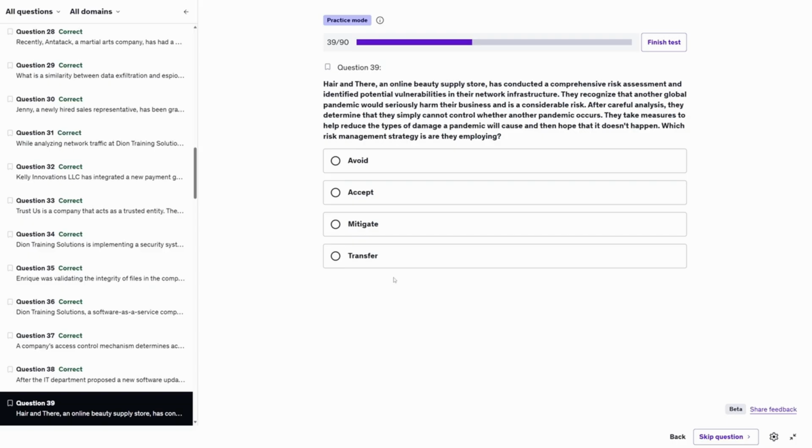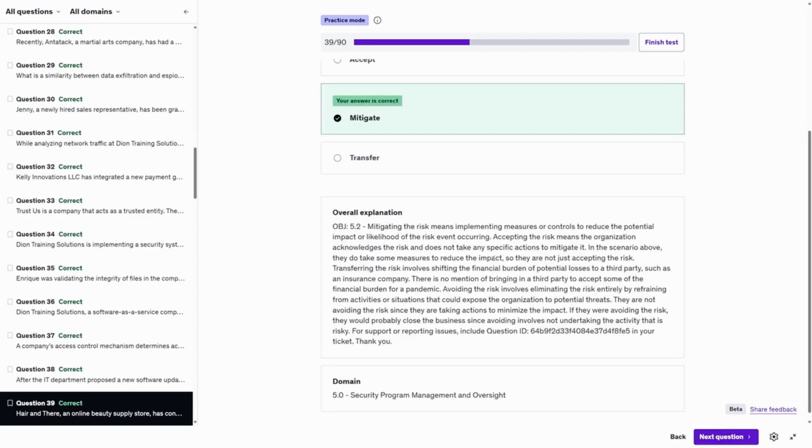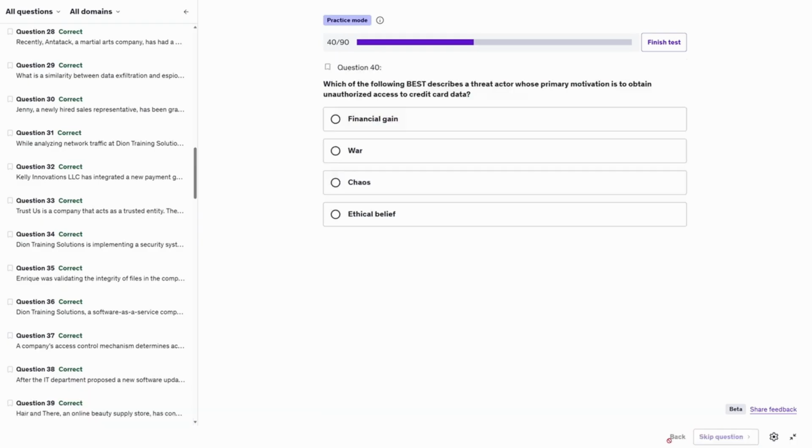And I believe the correct answer here is C, mitigate. So they are trying to mitigate the risks, knowing that they basically can't avoid them entirely. Let's see if that's correct. Yep, so mitigating the risk means implementing measures or controls to reduce the potential impact or likelihood of the risk or event occurring. And I'll leave up the other incorrect answers if you guys want to read through those. All right, let's move on to the next question.